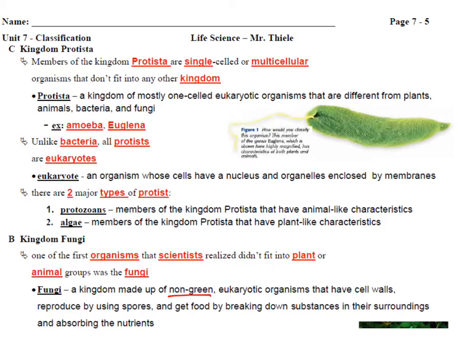It's a kingdom made up of non-green eukaryotic organisms that have cell walls, reproduce by using spores, and get food by breaking down substances in their surroundings and absorbing nutrients. Like plants, the cells of fungi have cell walls. We haven't spent any time looking at fungal cells up to this point, but they reproduce using spores. Unlike plants, they get their food by breaking down substances in their surroundings and absorbing nutrients. In fact, a lot of fungi are really important decomposers, which is a special type of consumer that breaks down dead organic material. All right, and so this is our kingdom fungi.